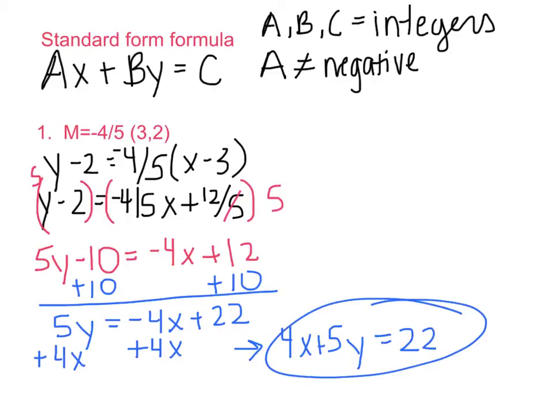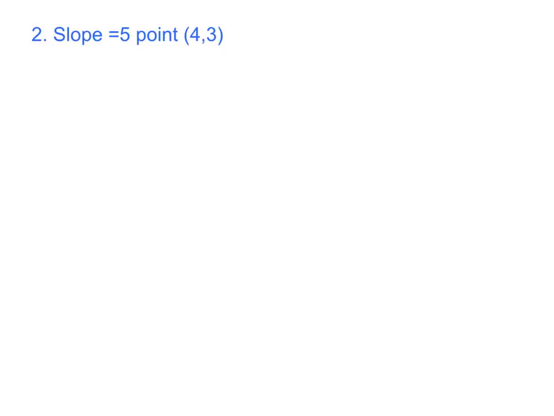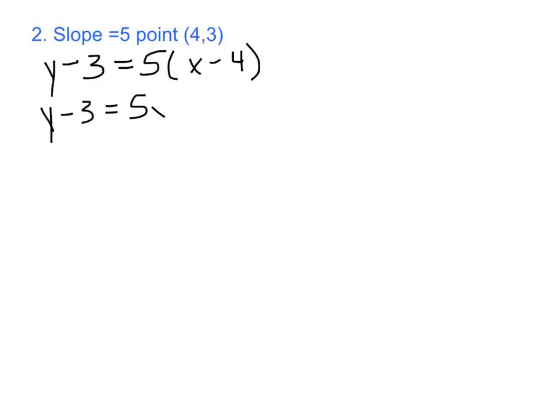So let's try another one together. All right, let's try this one together. So let's plug it into our formula. We have y minus 3 equals 5 times x minus 4. And now we're going to distribute. So y minus 3 equals 5x minus 20.